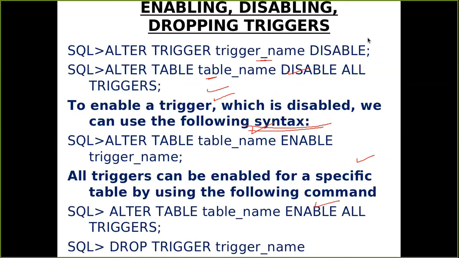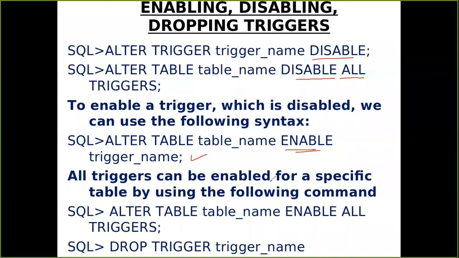Then you can enable or disable the trigger. Once triggers are created, you can enable or disable them using the alter command: alter trigger name disable, alter table name disable all triggers. To enable a disabled trigger, we use almost the same command. Instead of disable, I write enable: alter table name enable, followed by the trigger name.